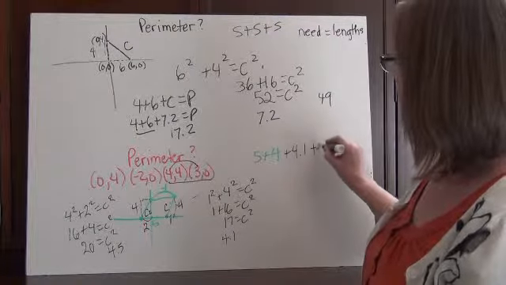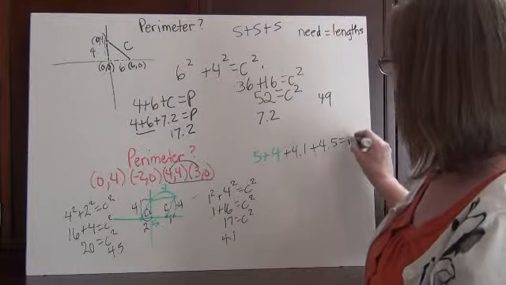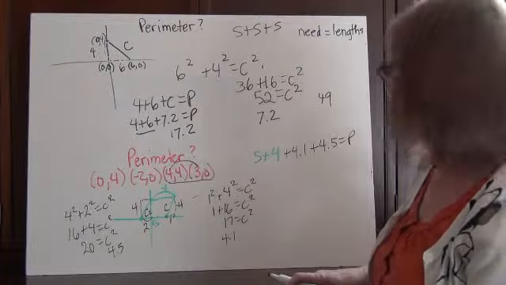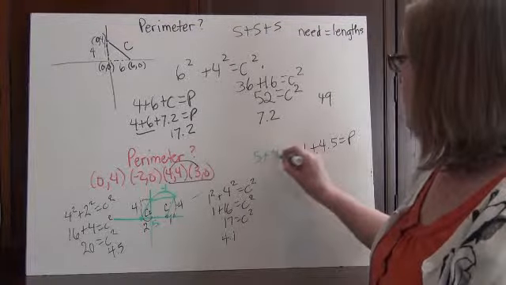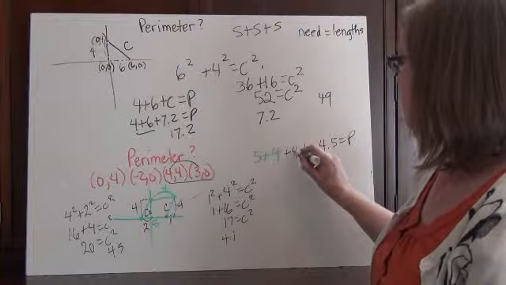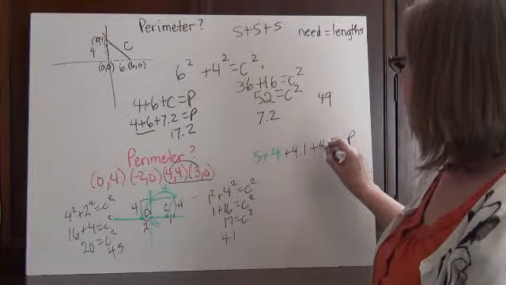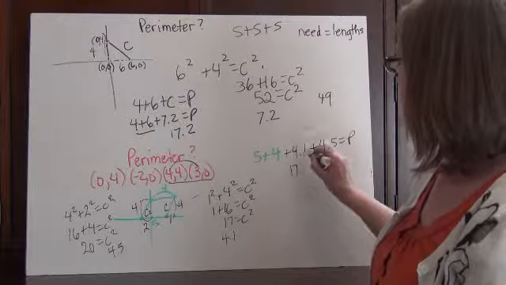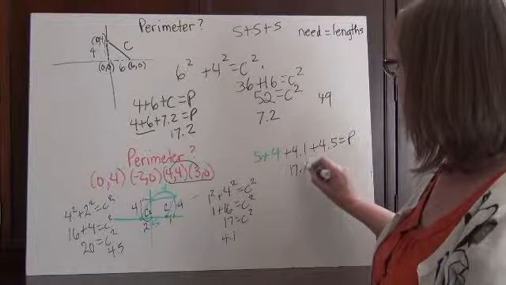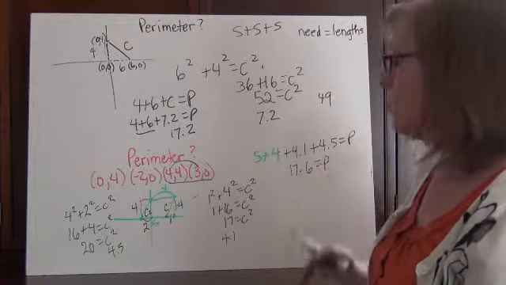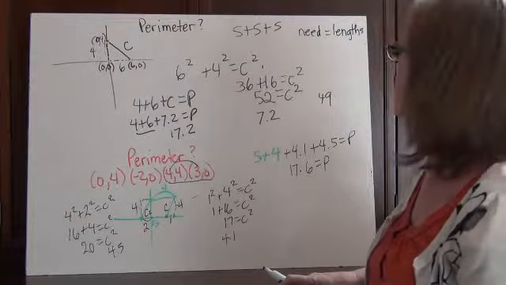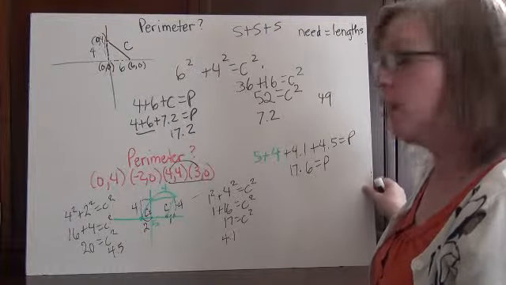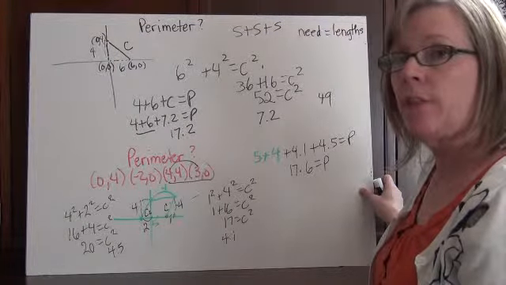We're going to add it over here. And now I just get to do some adding. 5 plus 4 is 9. 9 plus 4 is 13. 13 plus 4 is 17. 0.1 and 0.5 make 0.6. So there's my answer. Think about it. Think if you have any questions on that.